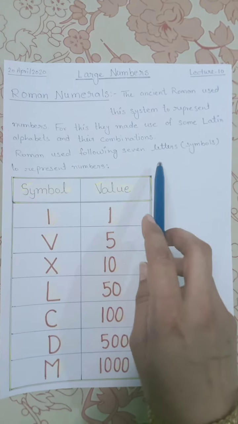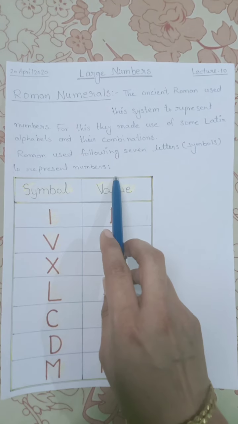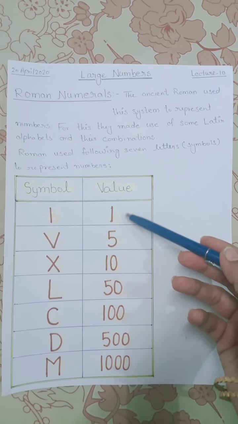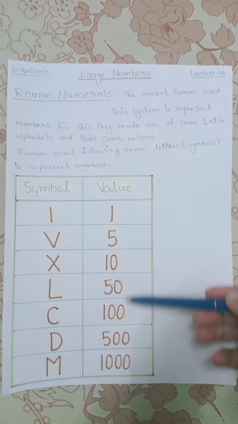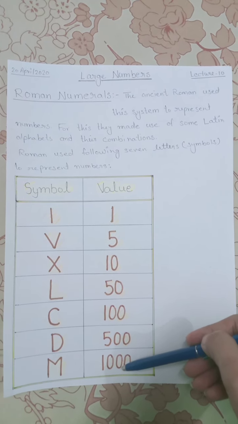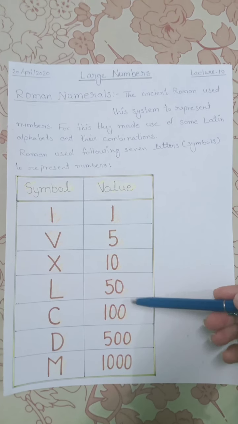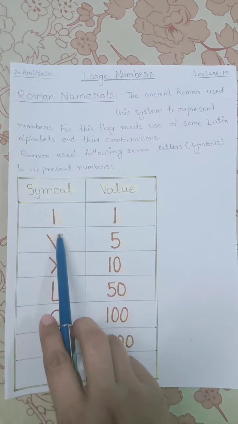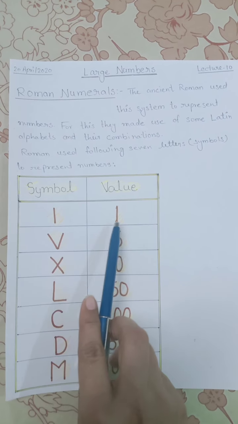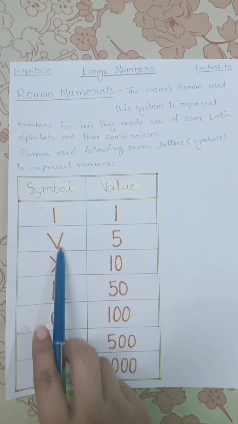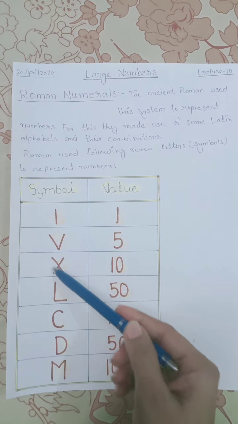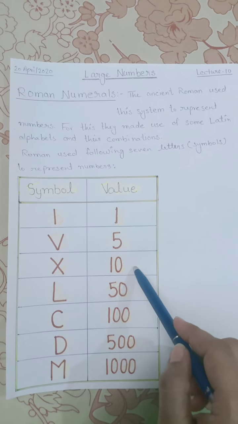Romans used the following 7 letter symbols to represent numbers. What are these 7 symbols? These are here and these are their respective values in the Hindu-Arabic numerals. You are familiar with the Hindu-Arabic numerals as we use in our digits. Look at the symbol and this is the value for this symbol. For the symbol I, the numeral value will be 1. For the symbol V, the numeral value will be 5. For the symbol X, the numeral value will be 10.